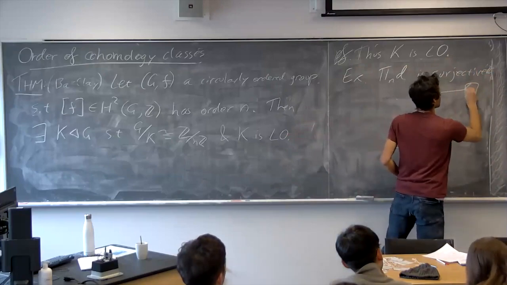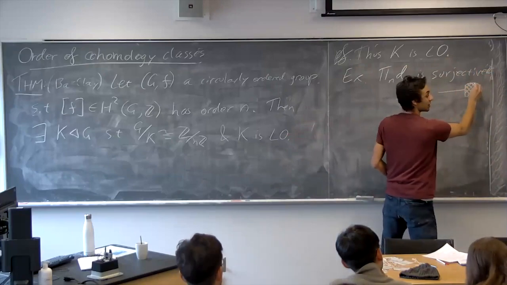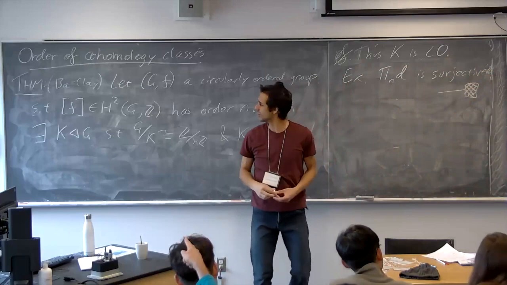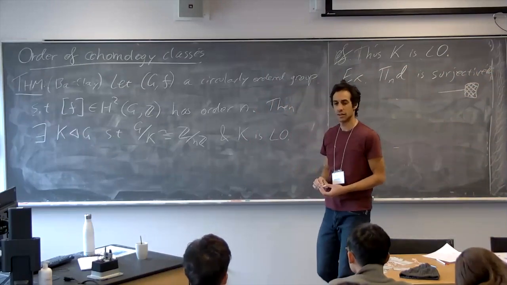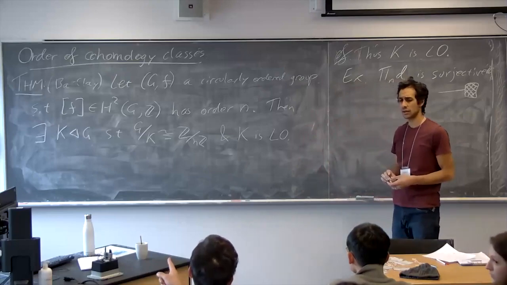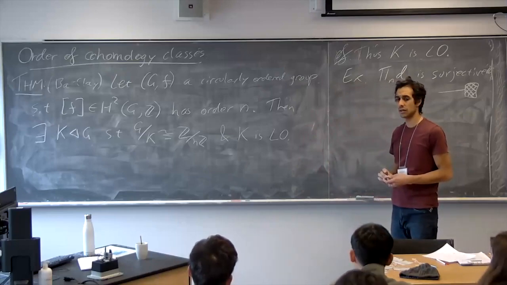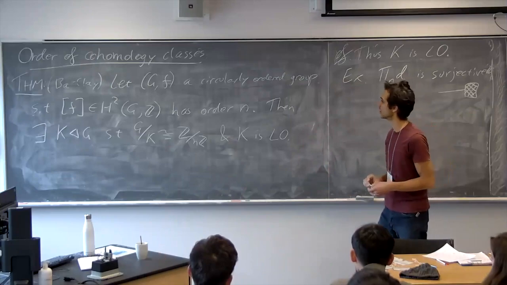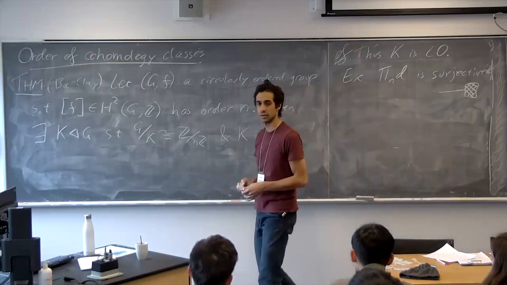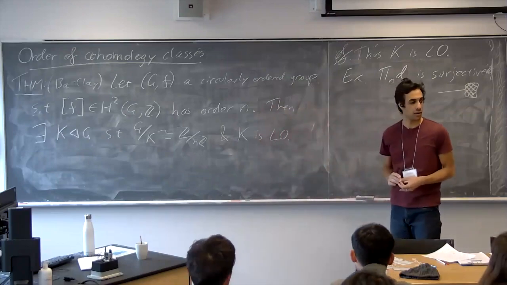I think this is really neat. It tells you a lot about what's going on. If you take G virtually free, then it has H2 with coefficients in Q, which is 0. It satisfies this property. So you get exactly the result I was mentioning this morning. Oh, thank you. That's very cool.